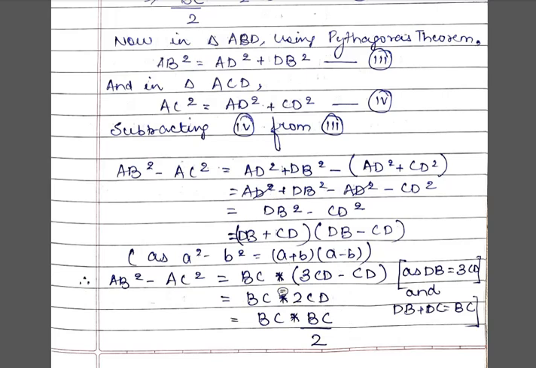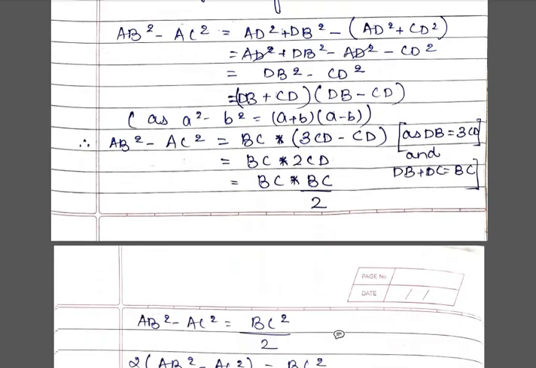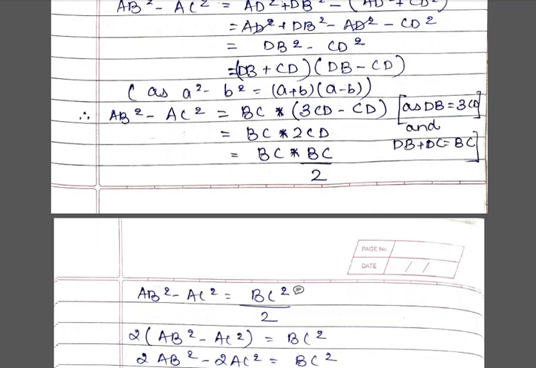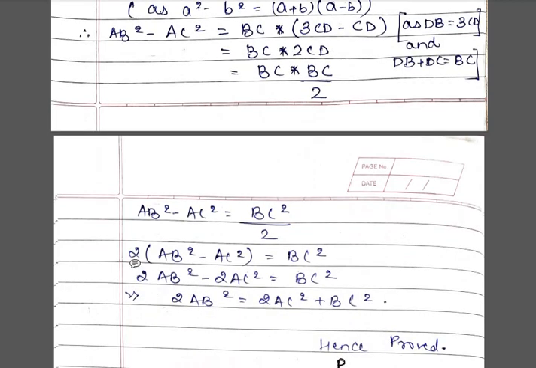These star marks are nothing but multiplication sign. There was a small error, so that star mark is nothing but multiplication. Now what is it? BC into BC by 2. BC into BC is BC square divided by 2. Now I take this 2 from here and multiply with the entire thing over here. So I open up the bracket, 2AB square minus 2AC square is BC square. I take 2AC to the other side, what I get is 2AB square is 2AC square plus BC square. This is what I had to prove and we have proved it.